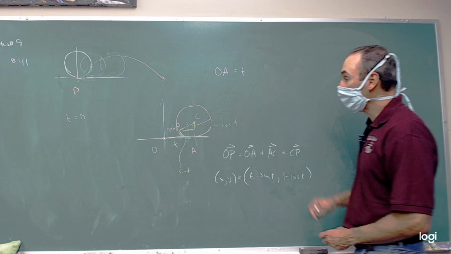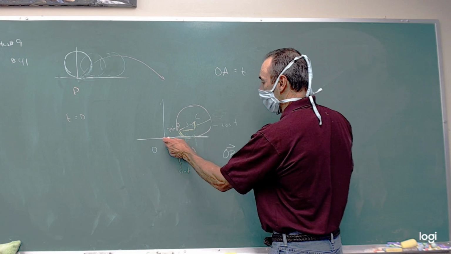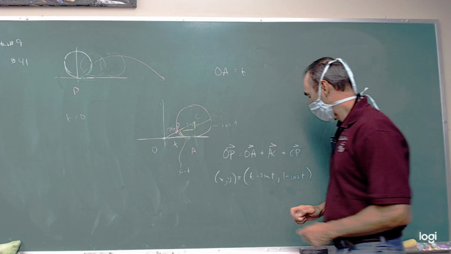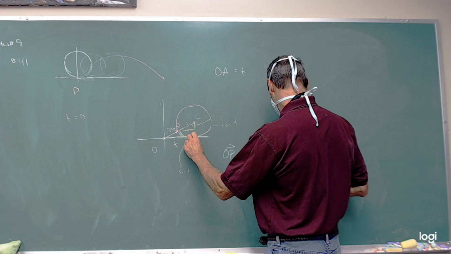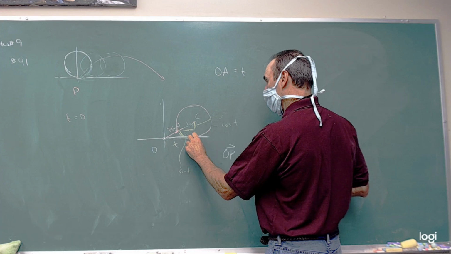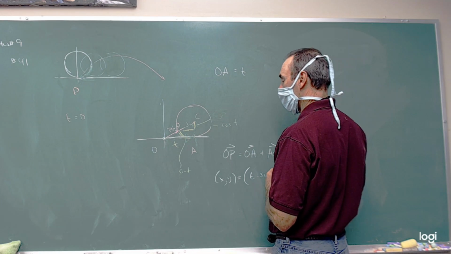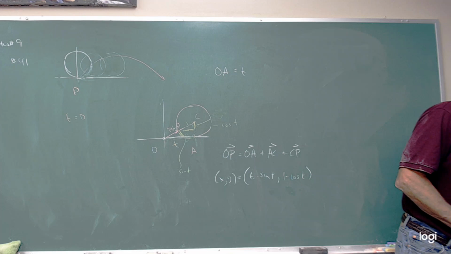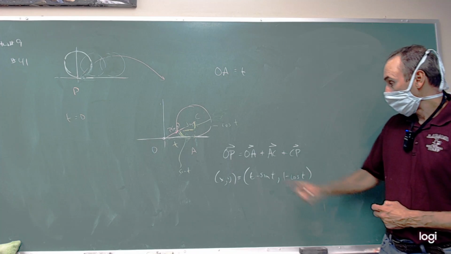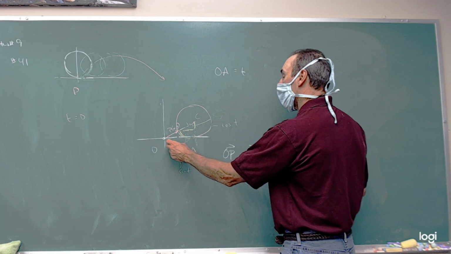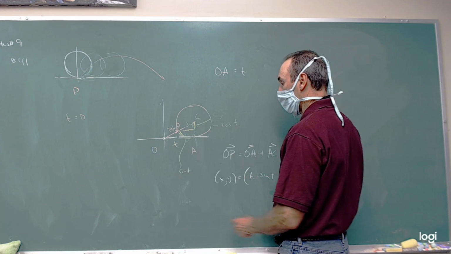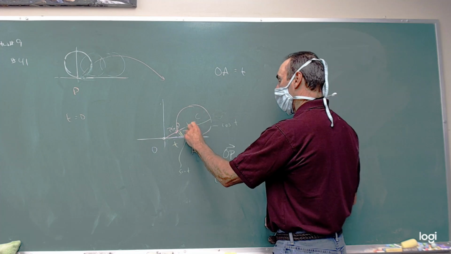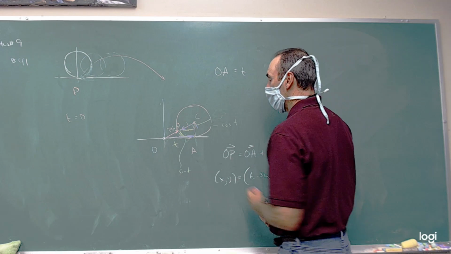So vector OP is going to be this vector right there. And the claim is that's going to be OA plus AC plus CP. Okay, so this is our OP. So we're going to go OA plus AC plus CP.